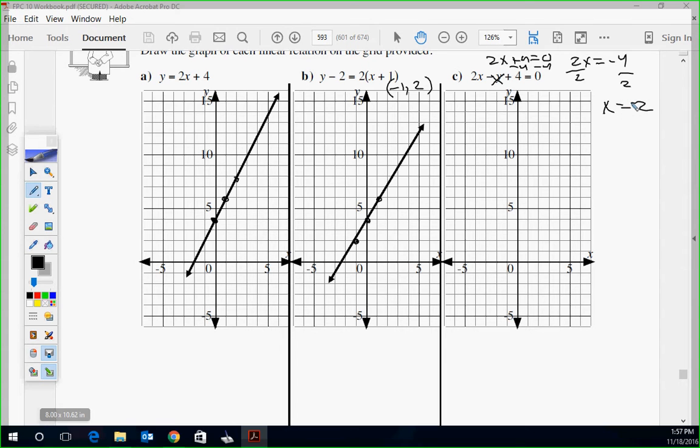That's a point. The x-intercept is a point. So I'm going to come over here to -2 and put a dot. Are we okay with that?